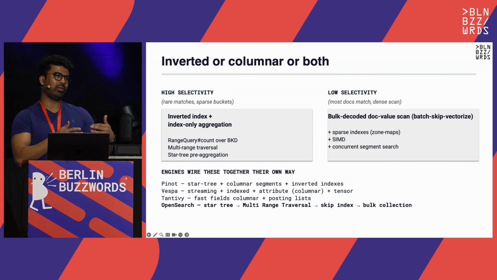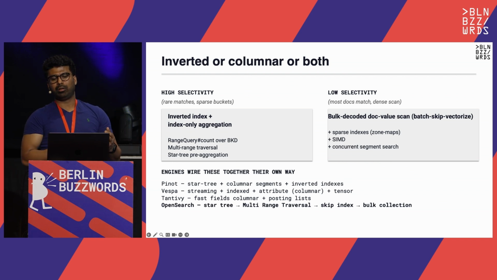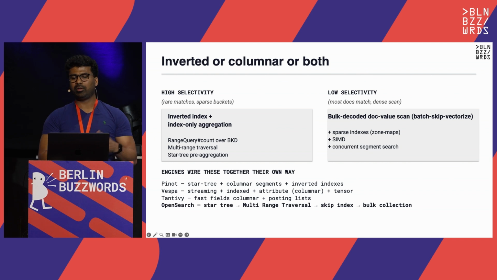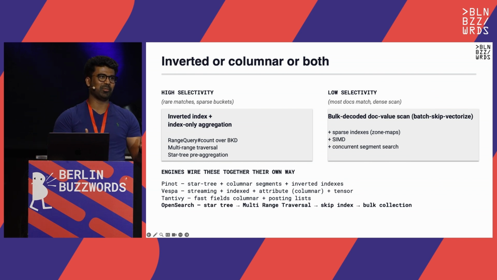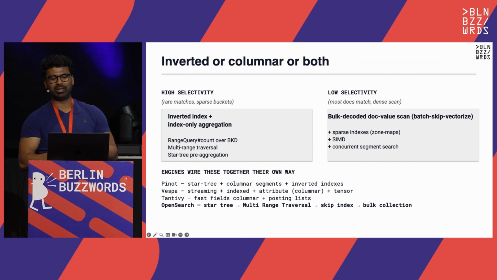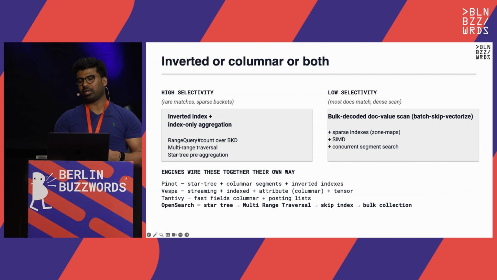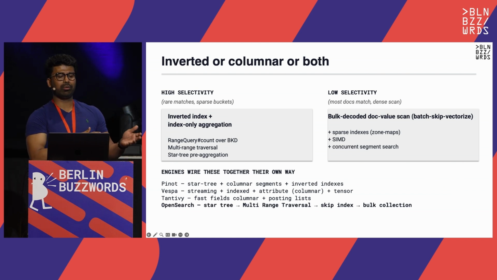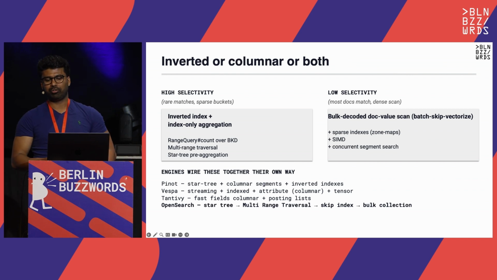Different engines wire these ideas in their own way. For example, in Pinot, star tree plus columnar segments, in addition to inverted indices. Vespa has streaming plus index plus attribute plus tensor. Radu can correct me if I'm wrong. Tantivy has fast fields plus posting lists. OpenSearch chains them: if star tree is available, it can use that for aggregation. Otherwise, it will try to use multi-range traversal, then it can use skip index and then do the bulk collection.